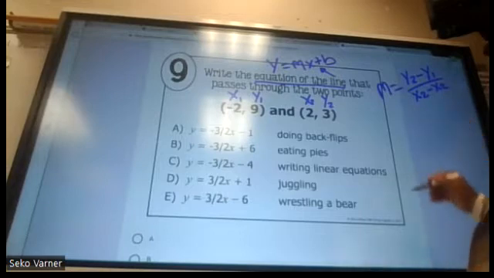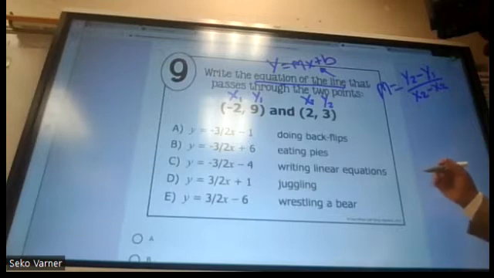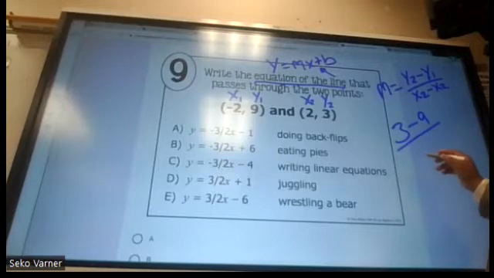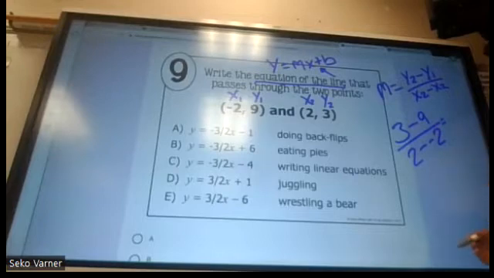What is y2? All right. So 3 minus, what's y1? Okay. And what's x2? Minus. Okay. So, in your decimals calculator, type that in. Type in 3 minus 9 over 2 minus -2. Let's see what we get.